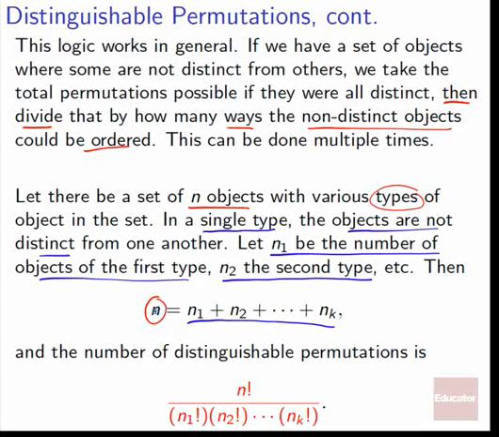The number of distinguishable permutations is the number of ways that we can order our n objects, n factorial, divided by the number of ways we can order type 1 objects, the number of ways we can order type 2 objects, up until we get the number of ways we can order type k objects. So n factorial divided by n1 factorial times n2 factorial up until nk factorial. So the way we can order the whole thing divided by the way we can order each of the subtypes.